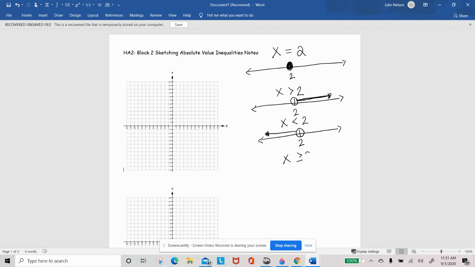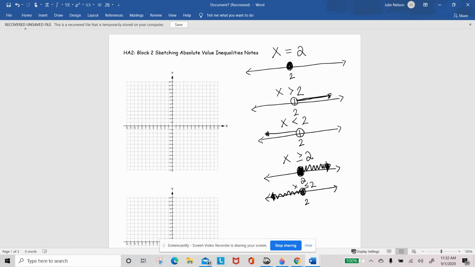X is greater than or equal to 2. Means they could equal 2. It all could be numbers bigger than 2, right? And x is less than or equal to 2. Again, it could equal 2, or it could be numbers less than 2. So open circles refers to when it's just greater than or less than. Notice it doesn't have that equal sign, right? And those closed circles, notice it has the equals.